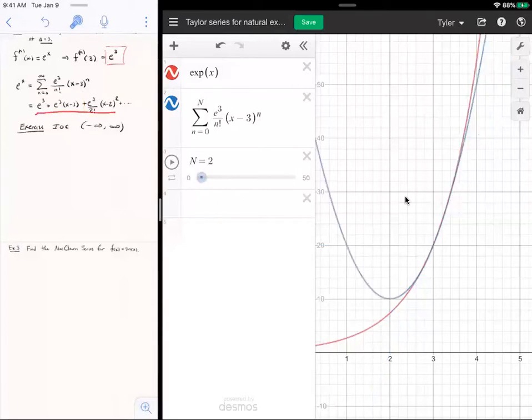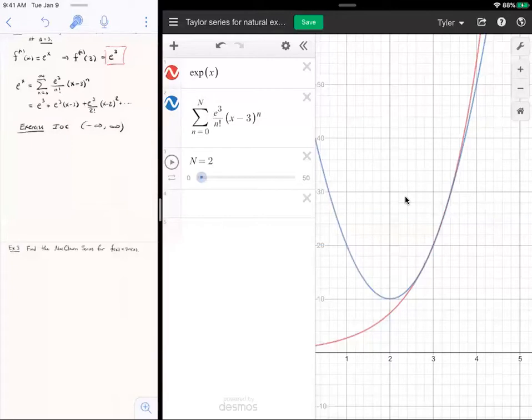So the first 3 terms are drawn there. And notice that it's approximating very well again, but this time the approximation is more accurate the closer and closer you get to 3. That's what the center does. When you pick the center of the Taylor series, you're saying where you want the approximation to be accurate from the very beginning.